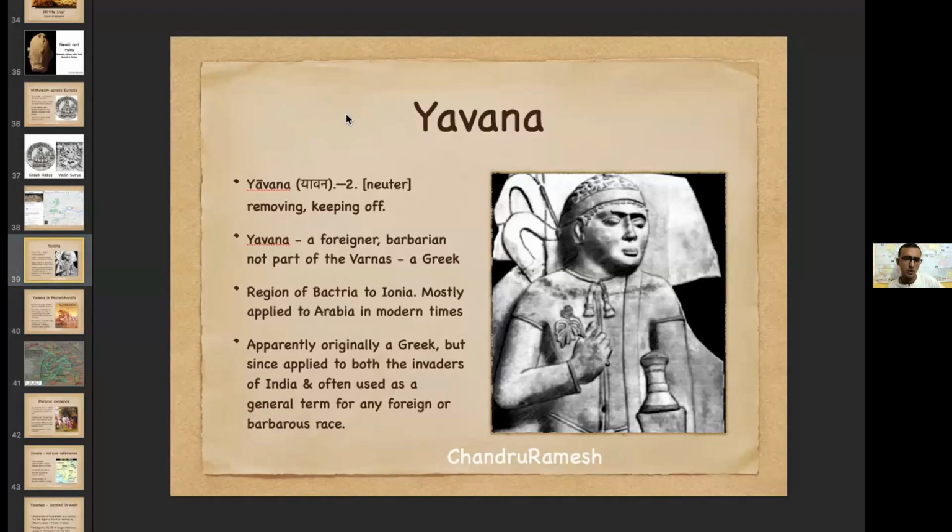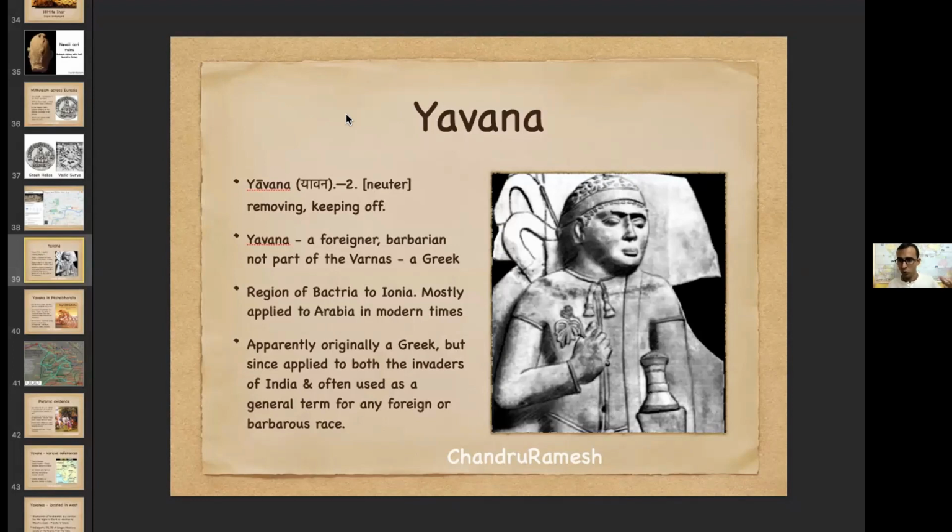Generally, the Greeks are called the Yavanas, but you'll have to understand that not all Yavanas are Greeks. Yavana is a superset, Greek is a subset. Many groups of people were called Yavanas. So Greeks are Yavanas, but not all Yavanas are Greeks. I hope you understood the point, right?